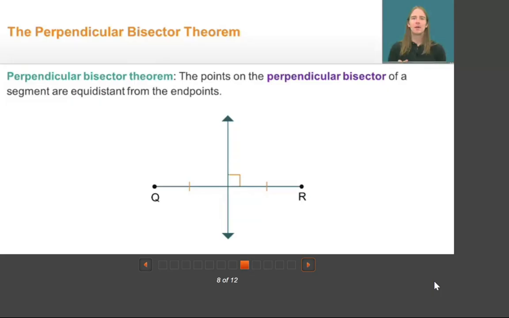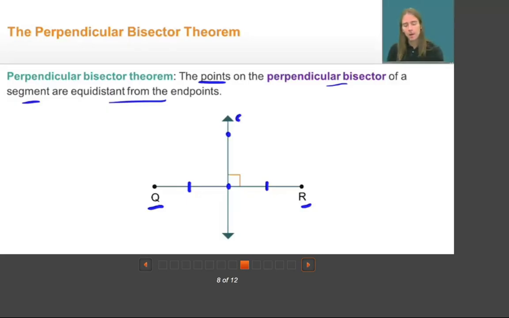The perpendicular bisector theorem tells us about the distance between points along a perpendicular bisector of a line segment and the line segment's endpoints, shown right here. In particular, we already know that a perpendicular bisector must intersect a line segment at the line segment's midpoint, which means that actually that point, which is on the perpendicular bisector, is equidistant from the 2 endpoints of the line segment. Well, the perpendicular bisector theorem actually tells us that all the points on the perpendicular bisector of a segment are equidistant from the endpoints.